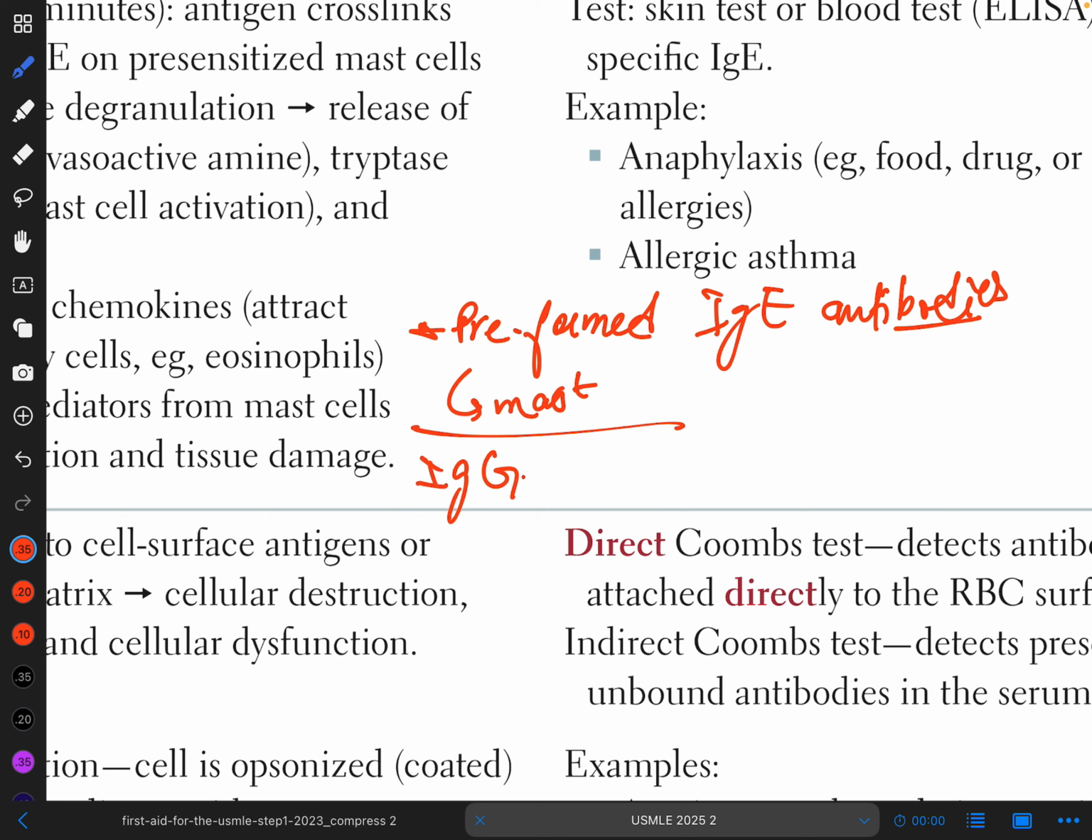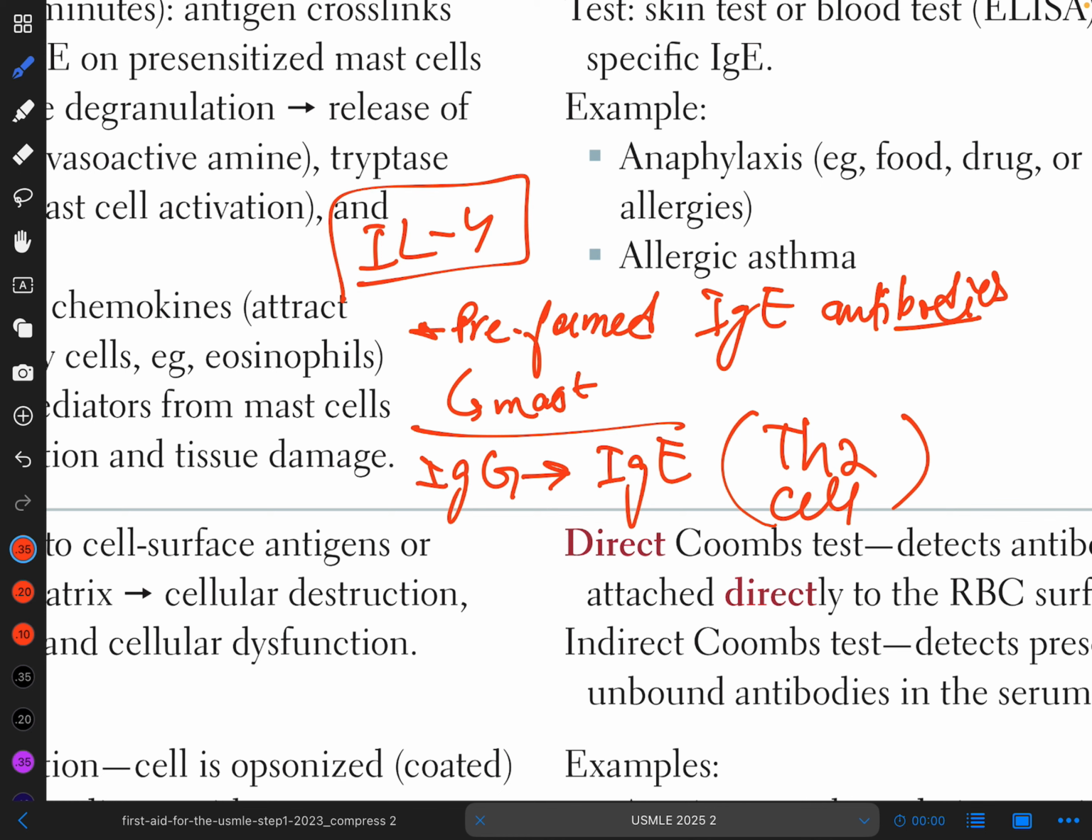Basically, what is going to happen? IgE comes about by class switching, and it is driven by the T helper 2 cells. Who is doing this class switching? Helper cell 2, and interleukin 4 is a key cytokine for IgE production. And guys, there is no complement. IgE does not activate the complement system, as you know.